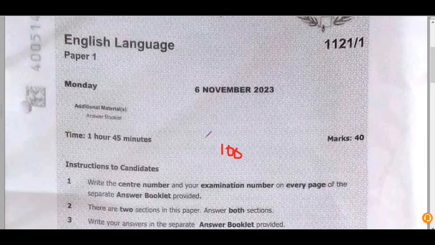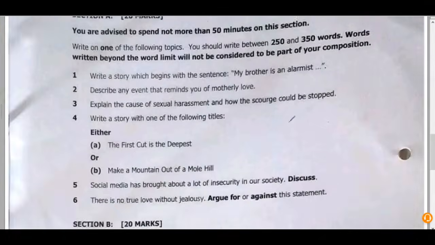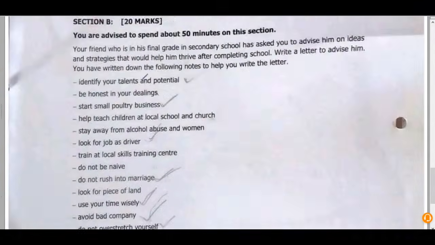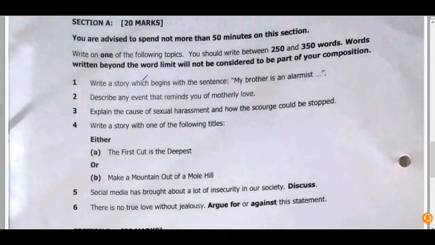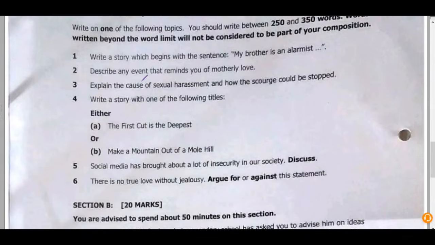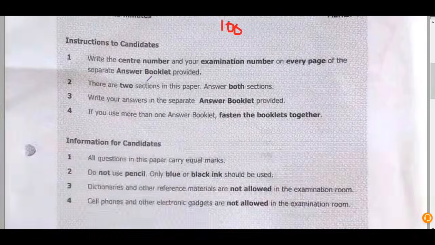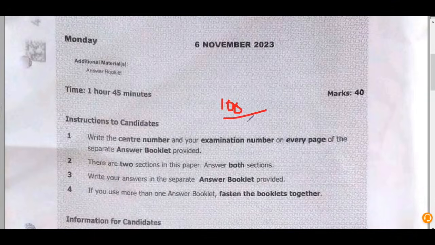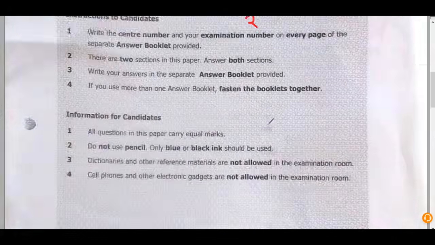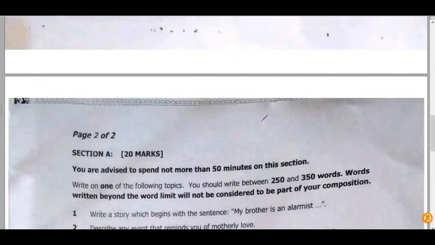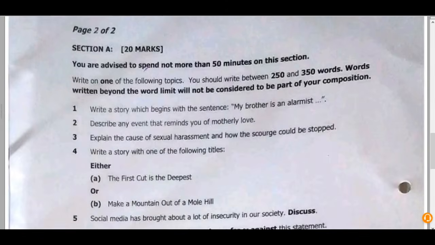Then you look at the marks that you have. You've got 40 marks for the entire paper. Let's say question 1 has got 20 marks, and then question 2 or section B also has 20 marks. So you now have to divide the 100 minutes by 2, which will give you 50 minutes each question. So don't spend more than 50 minutes on each question, and this was already done for you. All right, so you've got 50 minutes for each question.